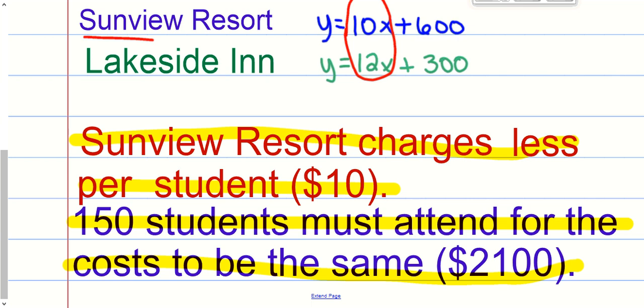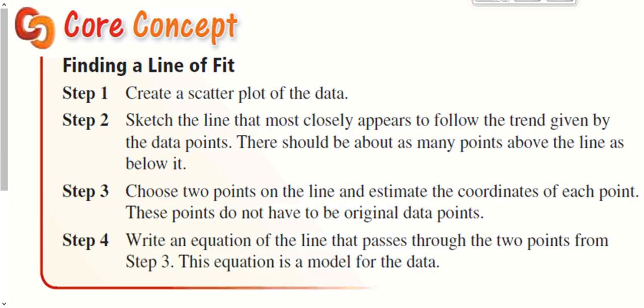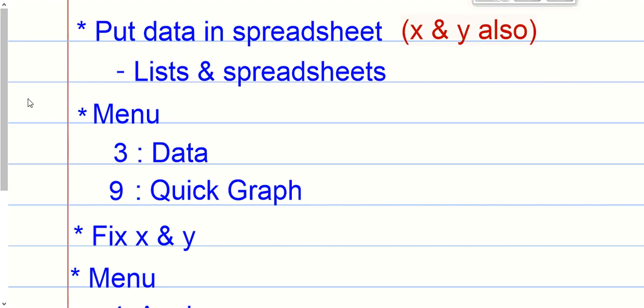All right, moving right along. We have a little bit of information here. Yes, you need to write all of this down. Step 1, create a scatter plot, which we've done. Step 2, sketch the line that most closely appears to follow the trend. We're doing all of that on the calculator. Choose 2 points on the line to estimate, write an equation. All of that stuff's on the calculator. So, yes, you do have to write that down. And then go ahead and pause and write that down and then press play because here it is.